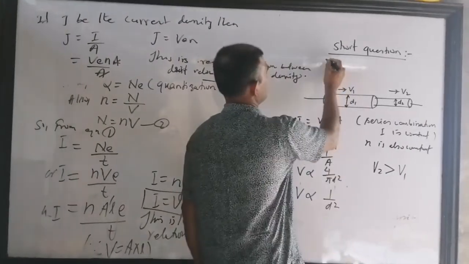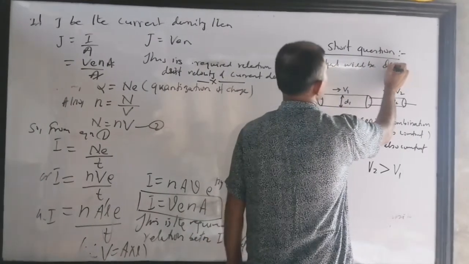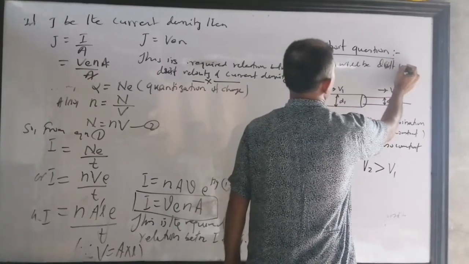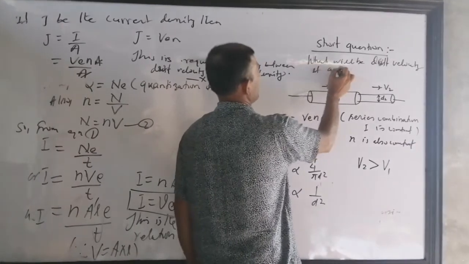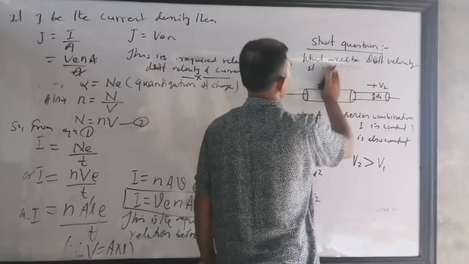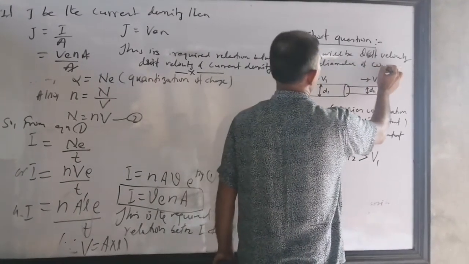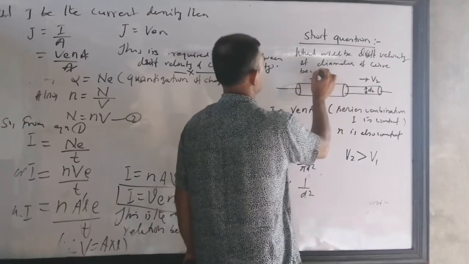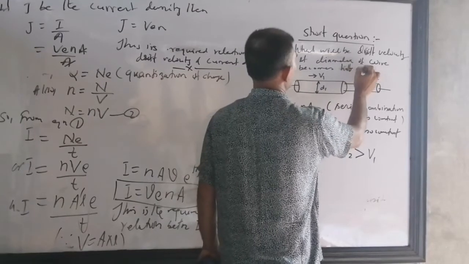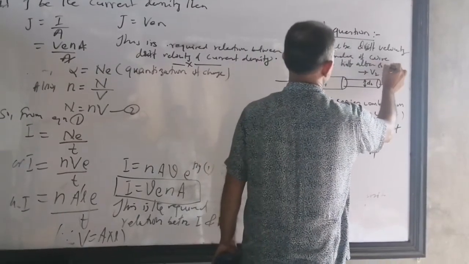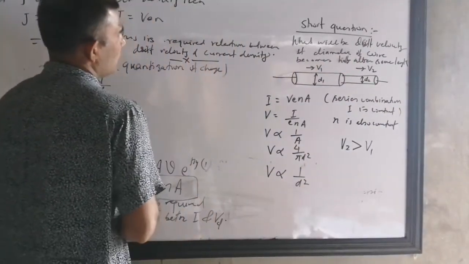So the core question was, what will be the drift velocity if the diameter of the wire becomes half after some length? So this is our question. How will you start this?